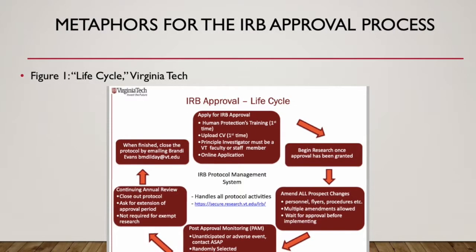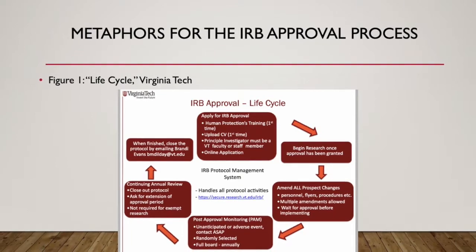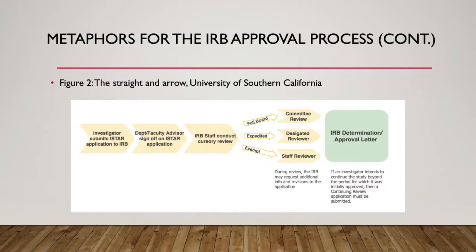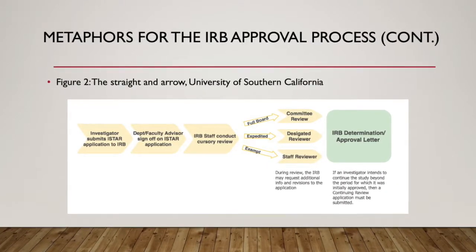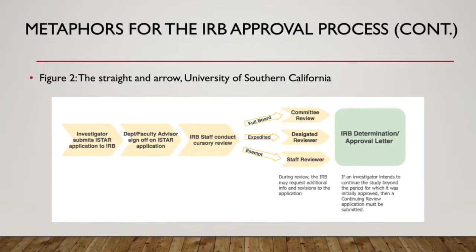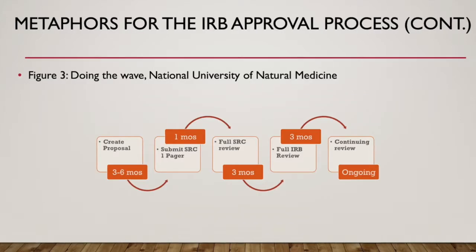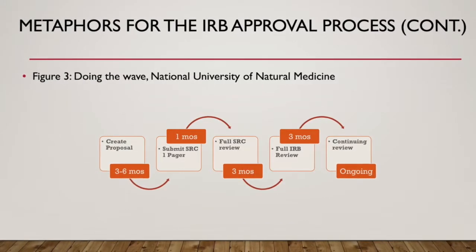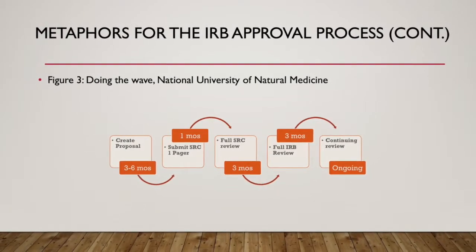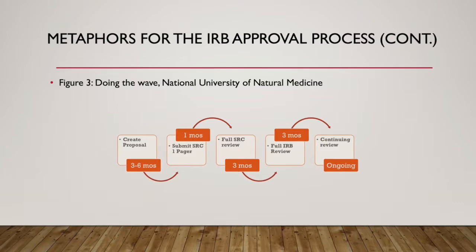I want us just to look at a few metaphors. This is the life cycle metaphor, an example from Virginia Tech. You could think of animals or flies in their life cycle process. The next one is the straight and arrow example, as I called it. This is from the University of Southern California, and I show this just as another way to think about the approval process. Thirdly, we have the doing the wave example, as I call it, from the National University of Natural Medicine, and I like this one. It looks pleasing to the eye, and it also shows that it's both straight and up and down. There will be ups and downs in this approval process for us at times.